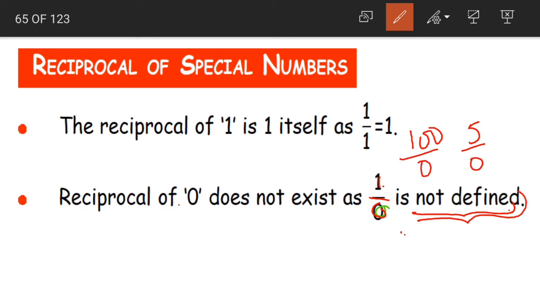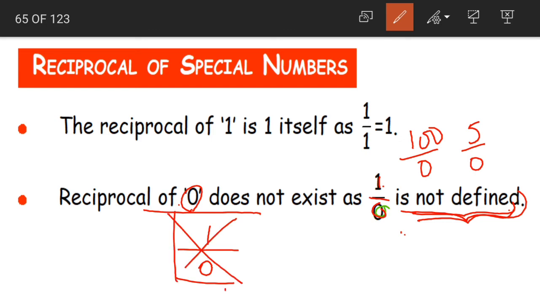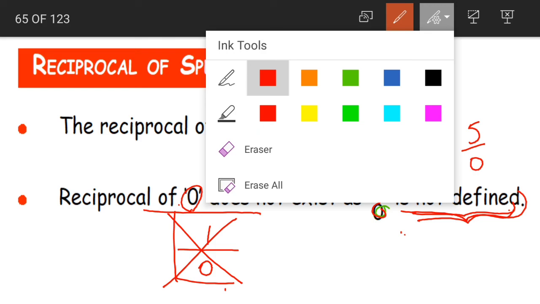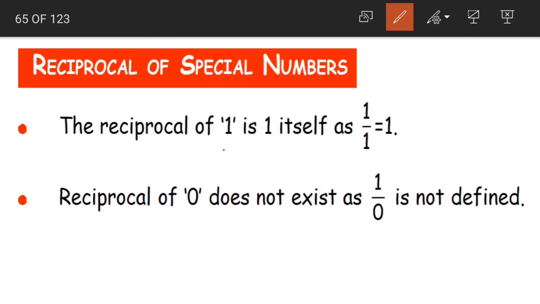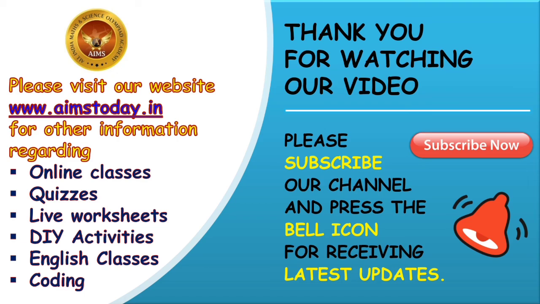Okay, so why does the reciprocal of 0 not exist? 0 is a whole number and what will its reciprocal be? 1 divided by 0. But 1 divided by 0 is not defined in mathematics. It is not there. We cannot find out its value. So that is why the reciprocal of 0 does not exist. Understood our two special numbers? The reciprocal of 1 is 1 itself and the reciprocal of 0 does not exist.